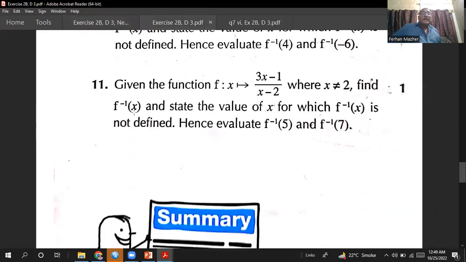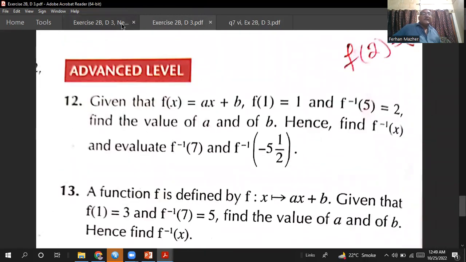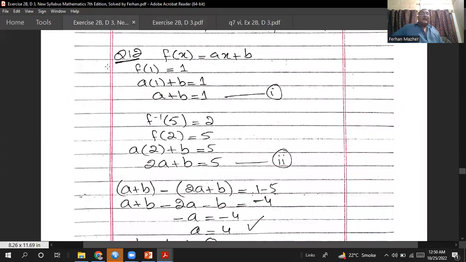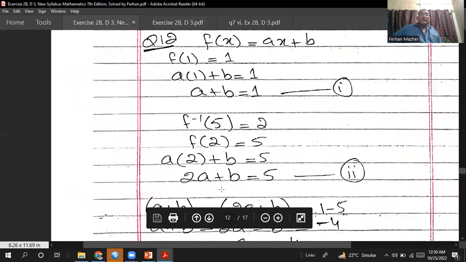So we are going to the next question. The next question coming up on your screen is question number 12. He says, given that f of x is equal to ax plus b, f of 1 is equal to 1, and f inverse of 5 is equal to 2. Find the value of a and b, and hence find f inverse of x and evaluate f inverse of 7 and f inverse of minus 5 whole 1 by 2. So that is question number 12.